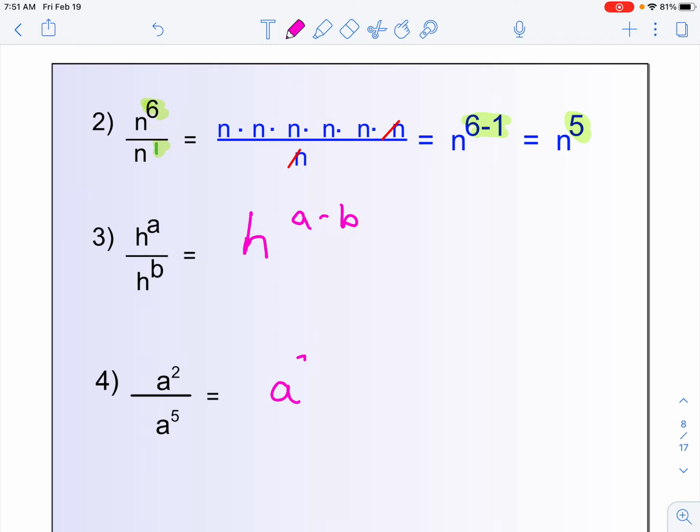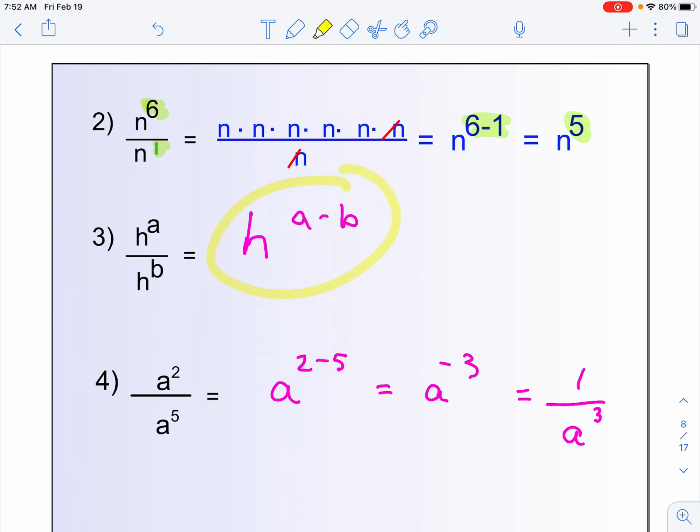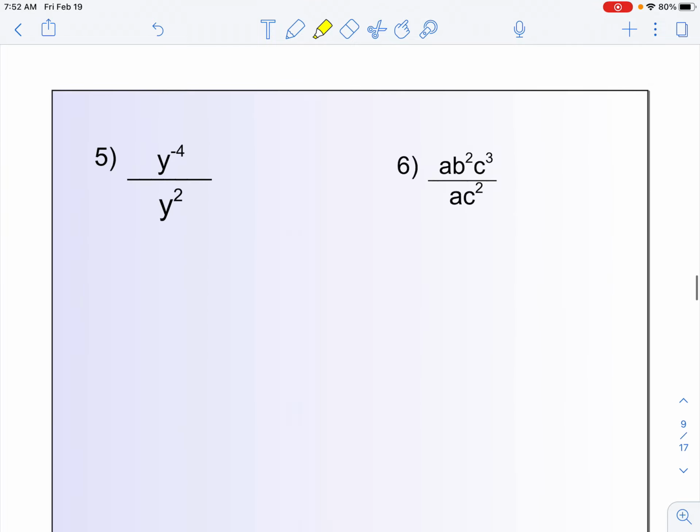And you should have a to the 2 minus 5 power, but then we can simplify that to a to the negative 3. But we're not done, because if our answer is simplified, we will not have a negative exponent. So remember, that would become 1 over a to the 3rd, because a to the negative 3 means you're dividing by a 3 times. So those are your first answers. Let's go and try a few more. All right. Number 5. Give that one a try.